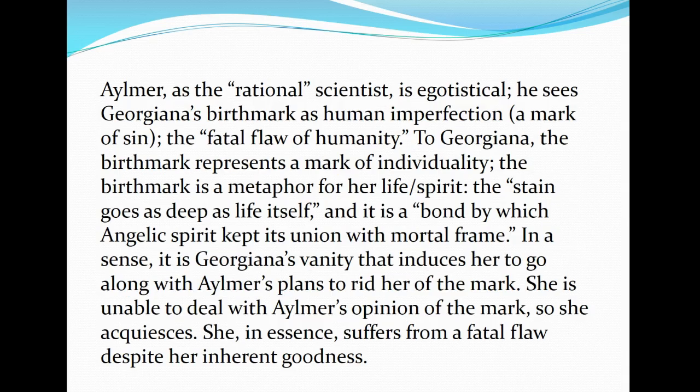Aylmer is the rational scientist. He's egotistical. He sees Georgiana's birthmark as human imperfection, a mark of sin, the fatal flaw of humanity. To Georgiana, the birthmark represents a mark of individuality. The birthmark is a metaphor for her life and her spirit. The stain goes as deep as life itself and is a bond by which angelic spirit kept its union with mortal frame.